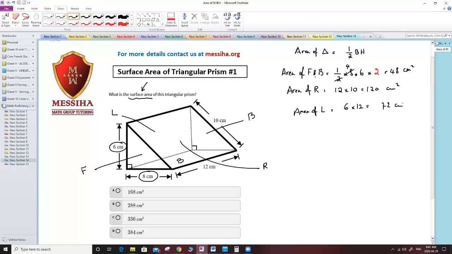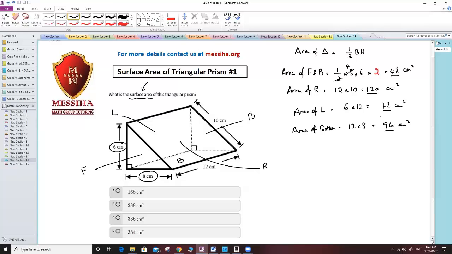That means 72 centimeter square. Don't forget, you can always use your calculator because they allow you to use a calculator for this type of problem. And after that, the bottom. So area of bottom equals 12 by 8. 12 times 8. 2 times 8 equals 16. I have 1. 8 times 1, 8, and 1, 9. 96 centimeter square.